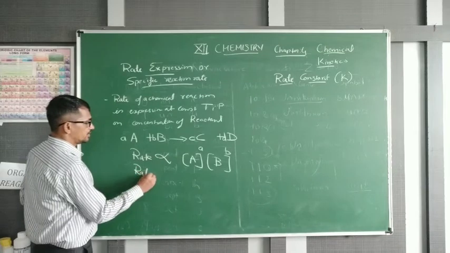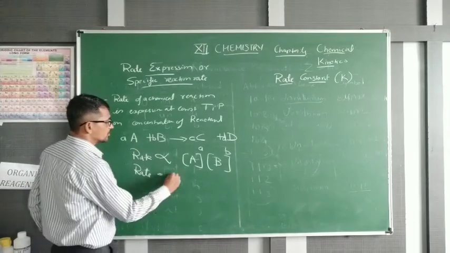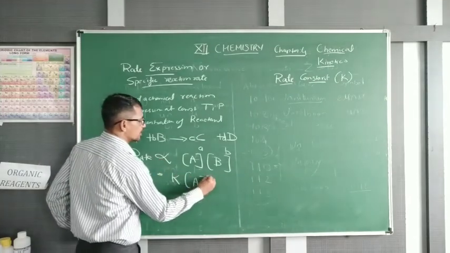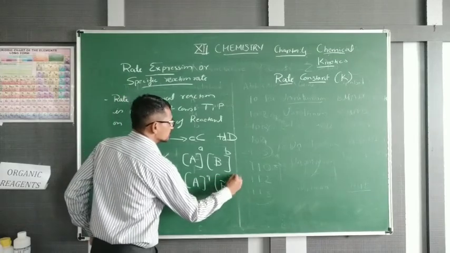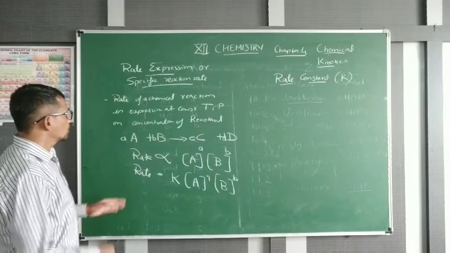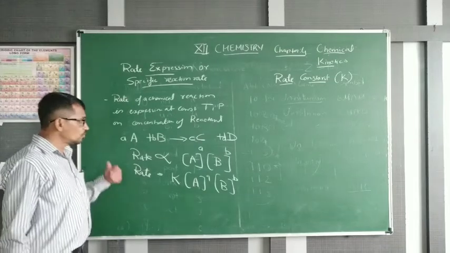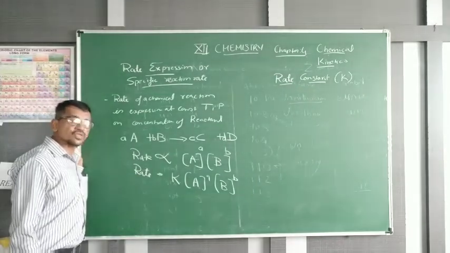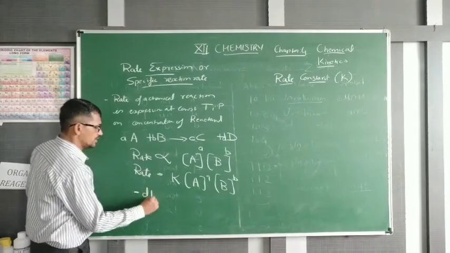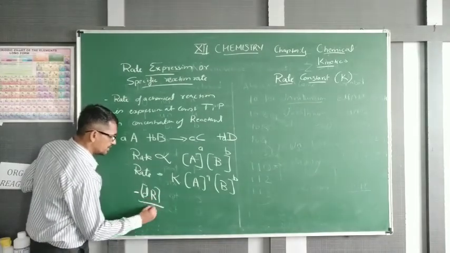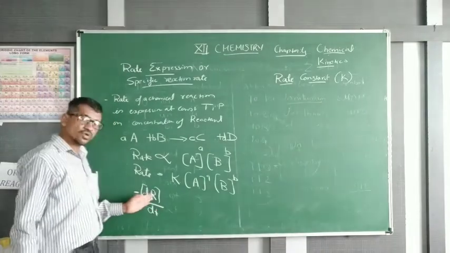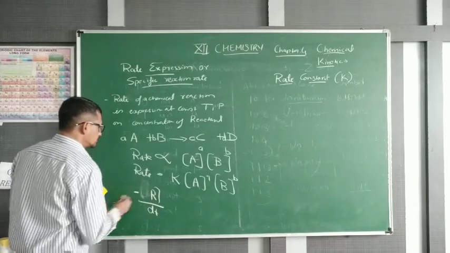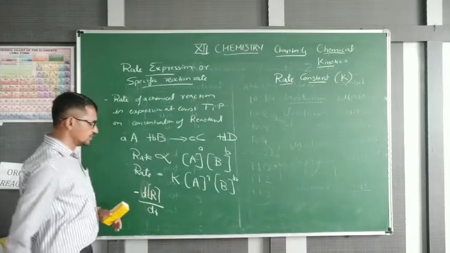If you write one constant, that is the rate constant, then the directly proportional sign will be removed and we write rate equals k times A raised to a and B raised to b. So now we can write what will be the rate of reaction. The rate, we can write as the change in the concentration of reactant, so minus d[R] by dt, the differential rate equation. Take the derivative, so that will give the instantaneous rate of reaction.